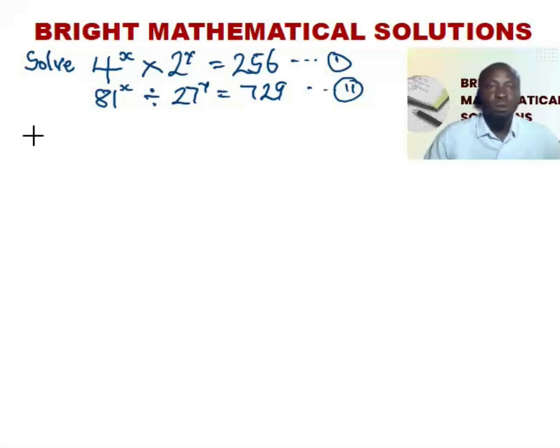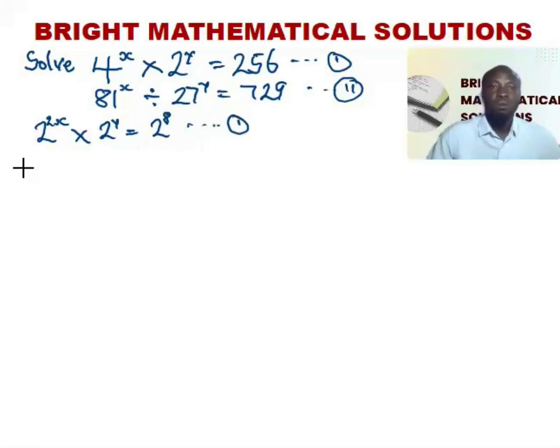Now, what we're going to do is 4 raised to power x. We can rewrite it to become 2 raised to power 2x multiplied by 2 raised to power y equals 256. 256 is 2 raised to power 8. So let us say this is still our equation 1. We've been able to rewrite it.